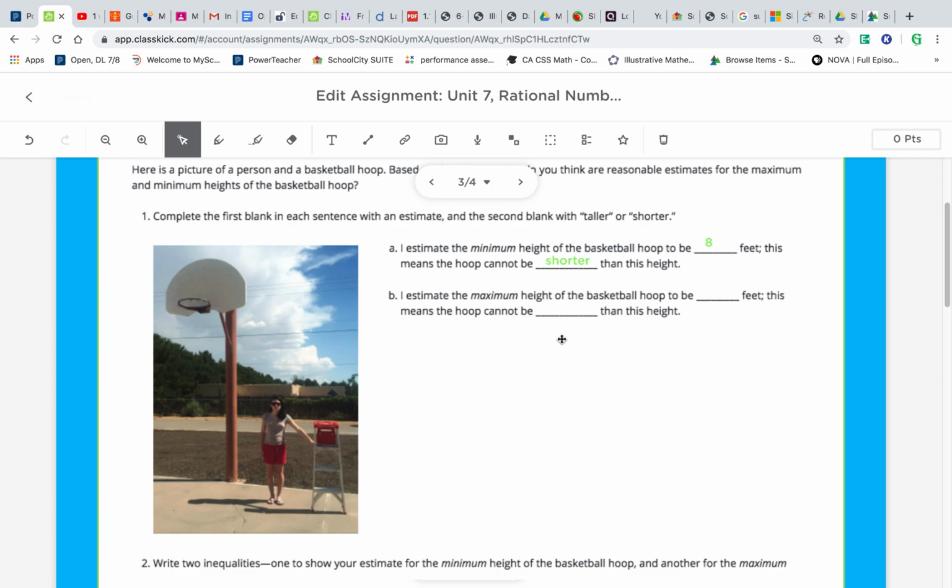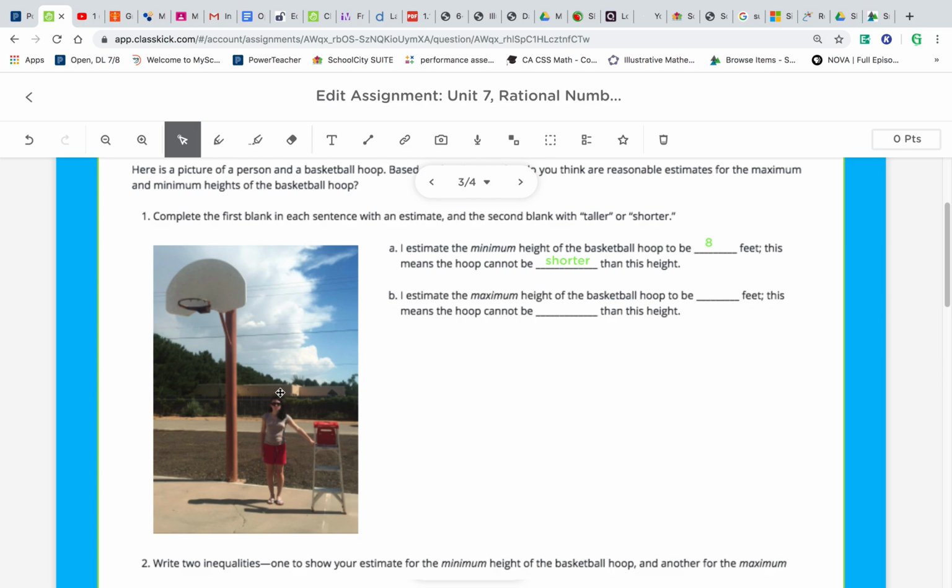All right, and then for the other part, I estimate the maximum, that's the most, height of the basketball hoop to be. Well, let's see. If she is somewhere around 4 or 5 feet tall, the rim is maybe a little bit more than double that.